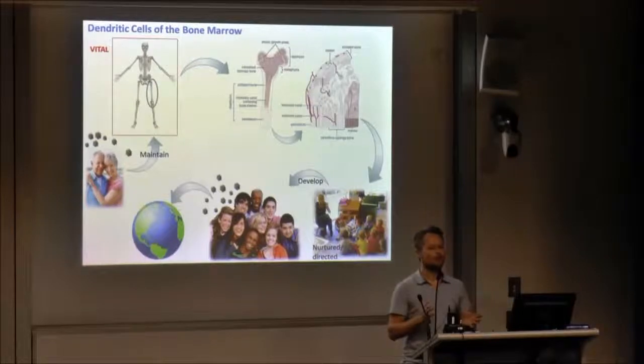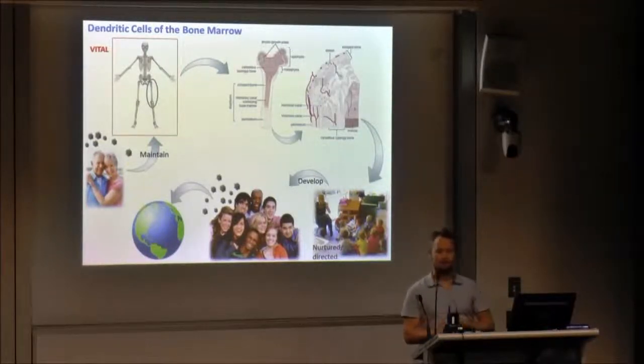Now, at the same time, the bone marrow acts a bit like an early age retirement home where mature cell types return to the bone marrow to be maintained until they're needed again or until they die. So the bone marrow is vital for maintaining and developing cells that we need to fight infection.